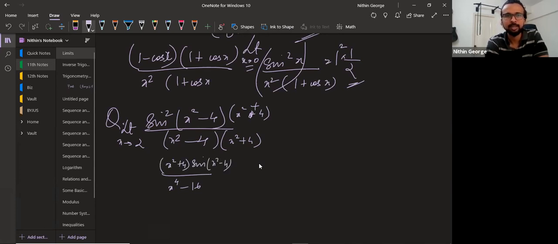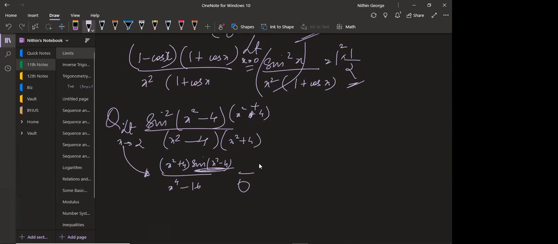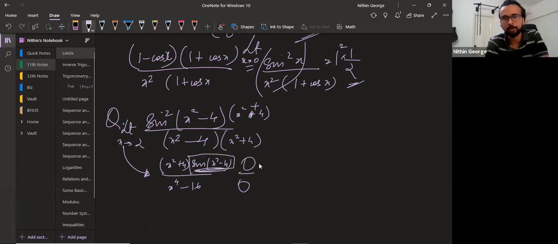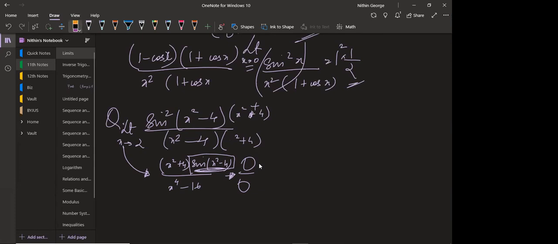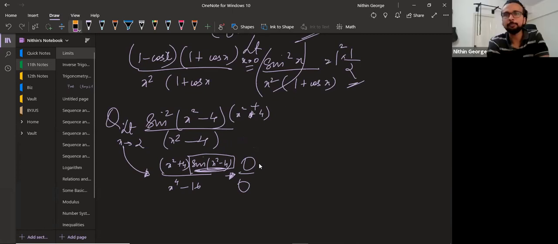The problem here is when I put x as 2, denominator becomes 0. But also at the same time, because of this part, sine of x square minus 4, numerator also becomes 0. It's still indeterminate form. So that approach is not the most helpful approach here. When you directly put x tends to 2 here, what happens? It already becomes 0 by 0.